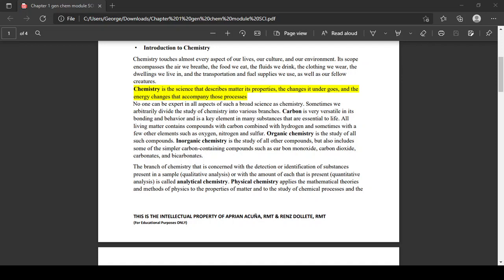We study those processes, how it undergoes those changes. Is it a chemical or a physical change? What are the energy changes that it undergoes when you have chemical bonding? So that is chemistry.